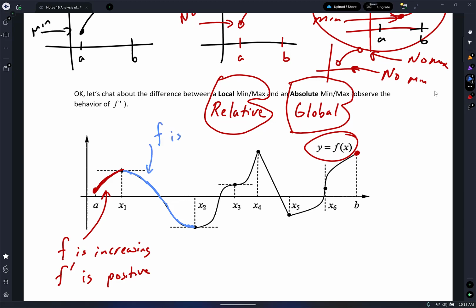What do you notice about f, in sky blue? Decreasing. What do you notice about f prime? F prime is negative. This is how you say positive. This is how you say negative.